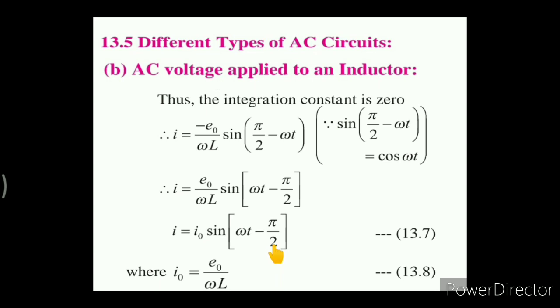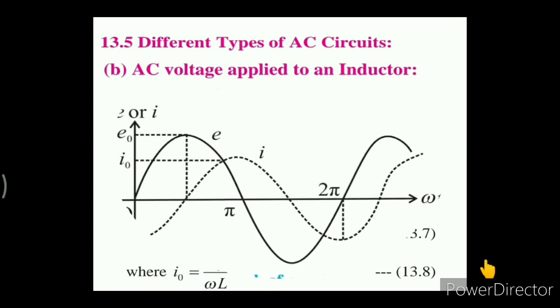So from these two equations, it is very clear that the EMF leads the current by a phase of pi by 2 radians, or we can say that the current lags behind the EMF by pi by 2 radians. Here the phase difference of pi by 2 comes in the instantaneous values of the applied voltage and current when the pure inductor is connected to the alternating source.